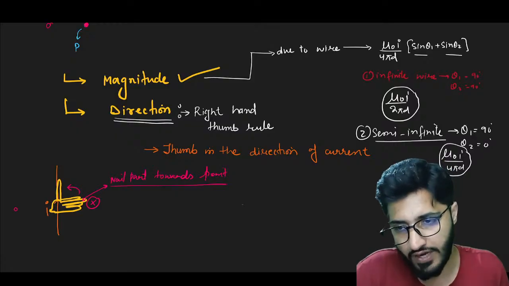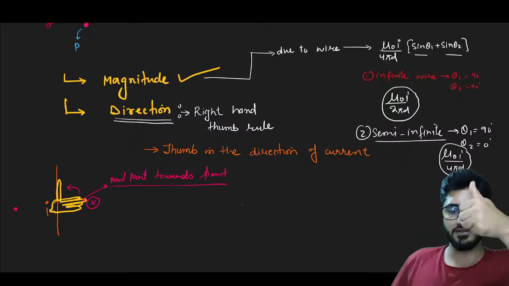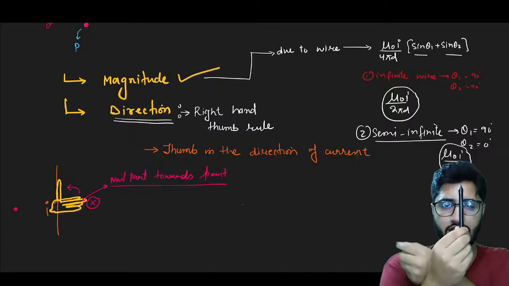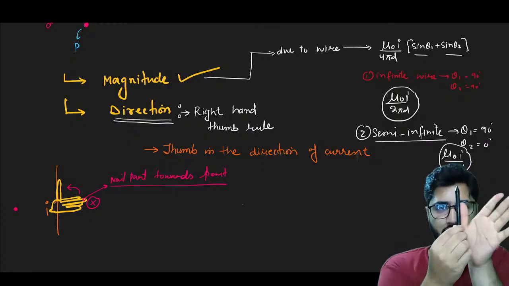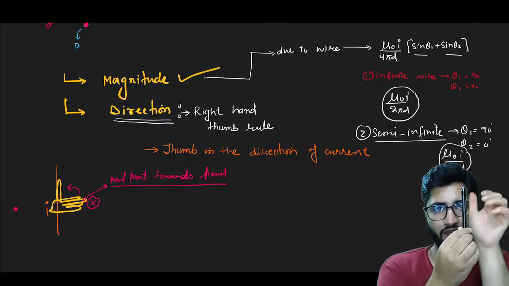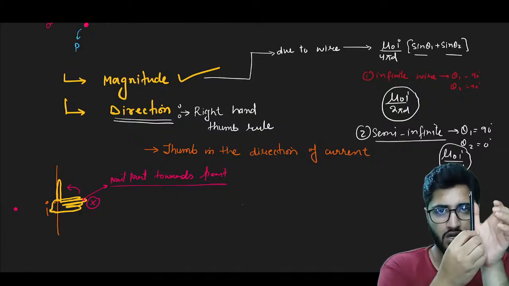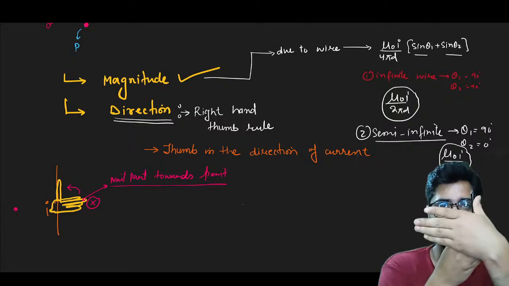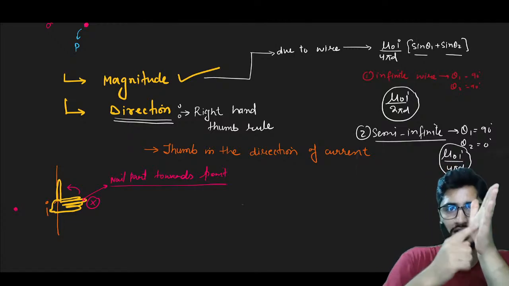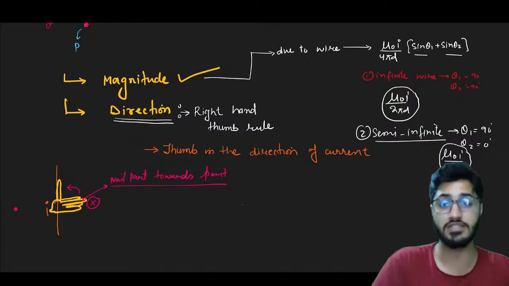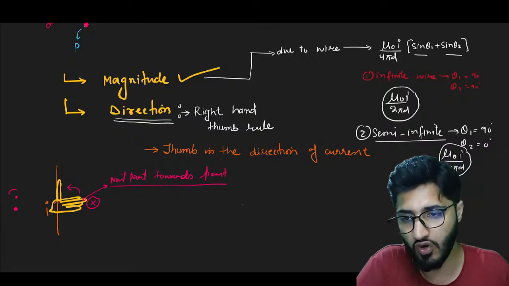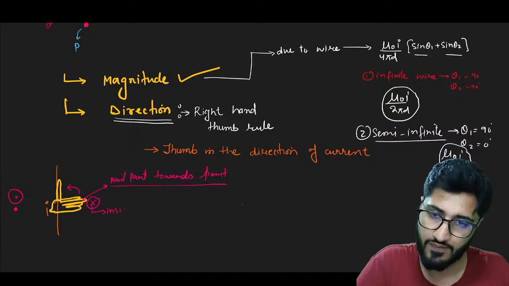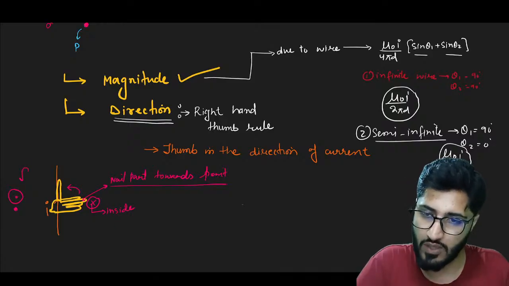Now if I want to find it here, take my hand. Okay, this is the wire, current is going upwards. Place my thumb in the direction of current. Now place the nail part towards the point. Okay, you can see the palm is facing me. That means it is outside. It is dot. Cross means inside. Dot means outside.